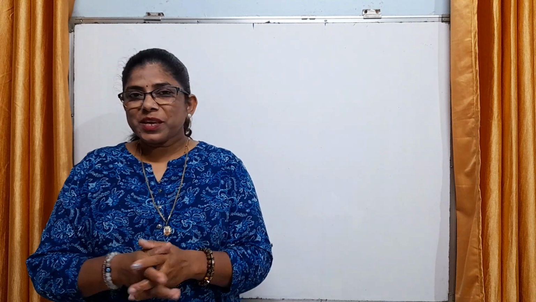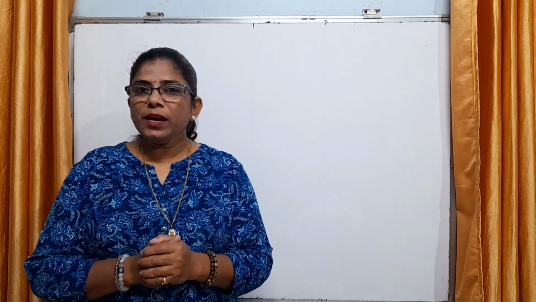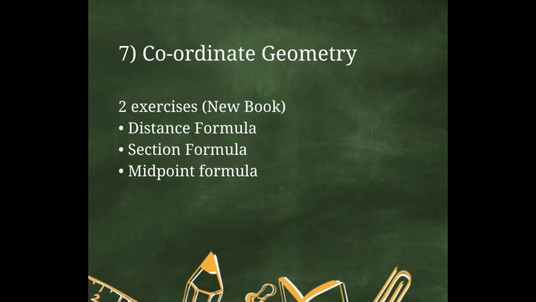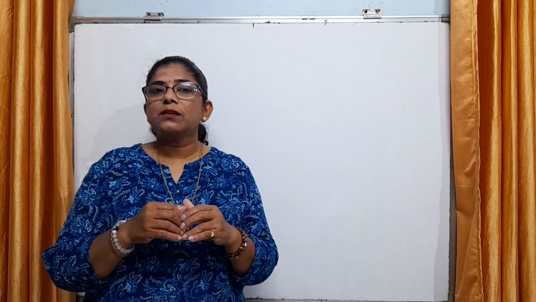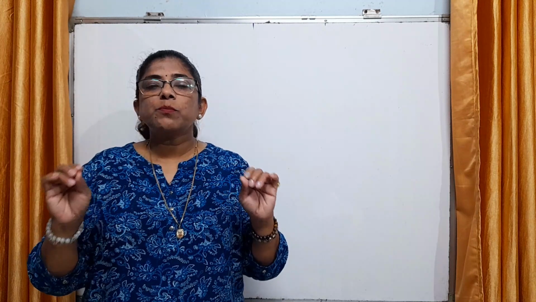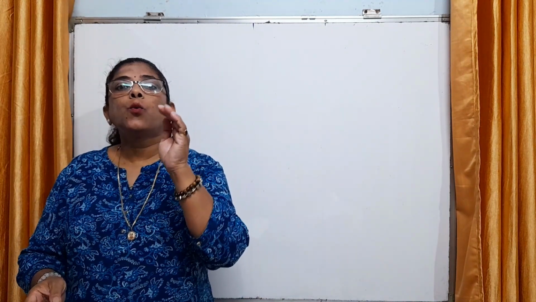But now, in your new syllabus, we have only 2 exercises, which are going to be based on distance formula, section formula, and midpoint formula. So area of triangle, means how to find the area of the triangle, is not going to be part of your new syllabus. So this was all about your part 1 book.